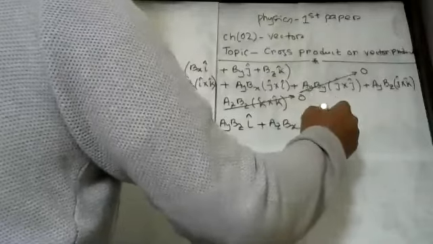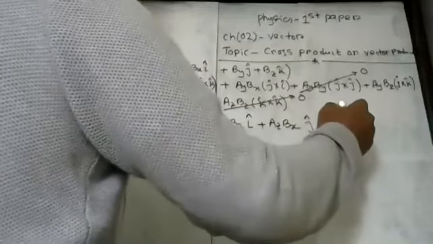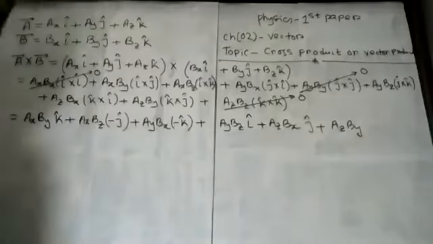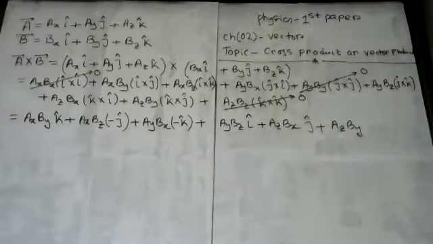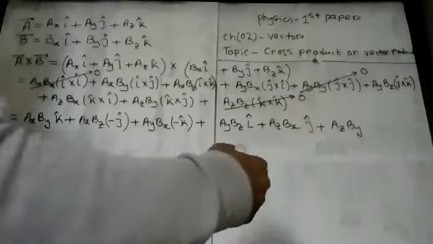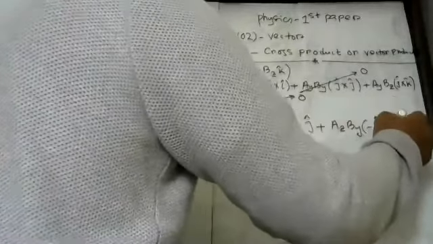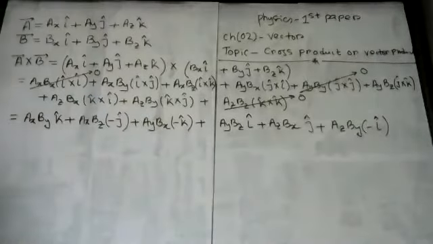Okay? Plus the last one, it is a z and then by, my student. So k hat cross j hat will equal what? k hat cross j hat will equal minus i hat. Good. So this is the product now.